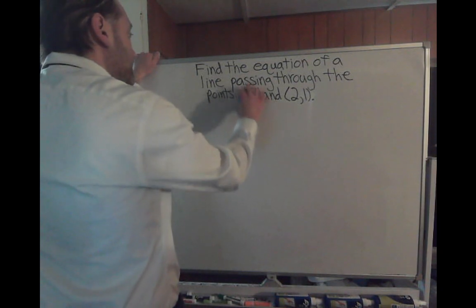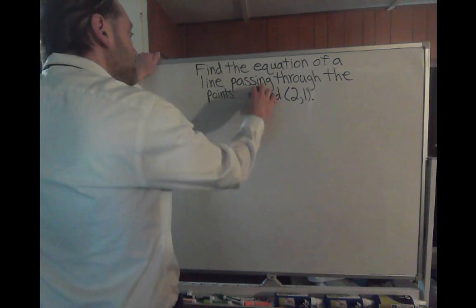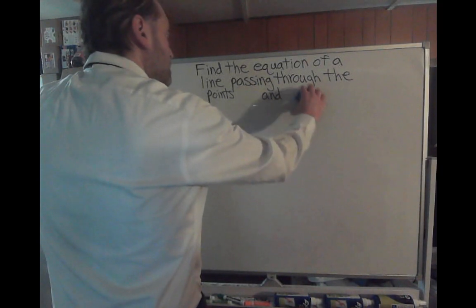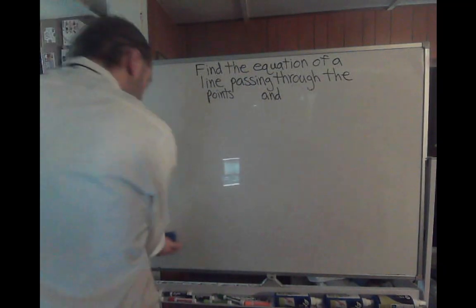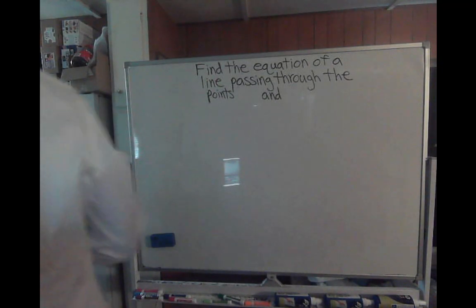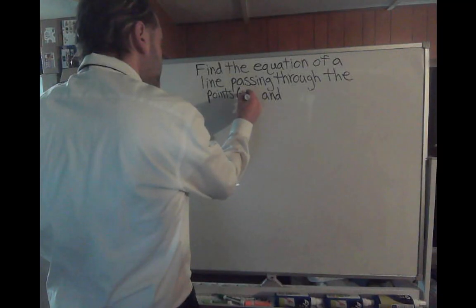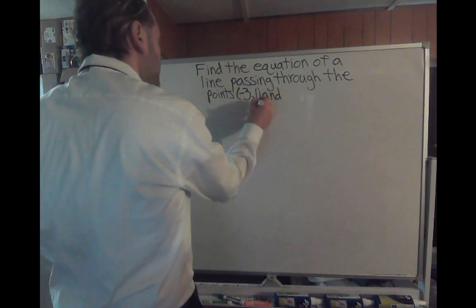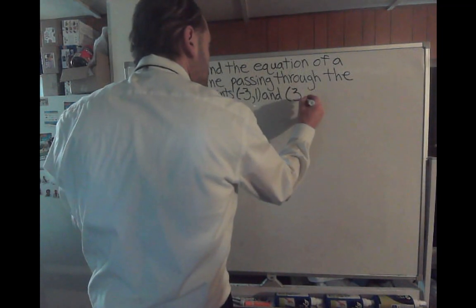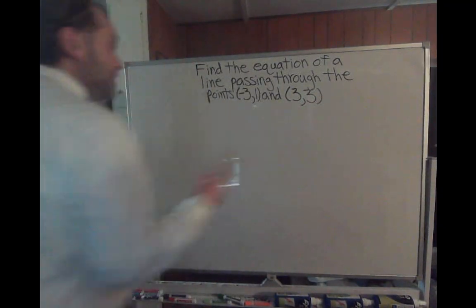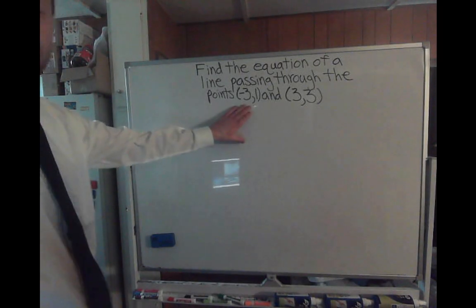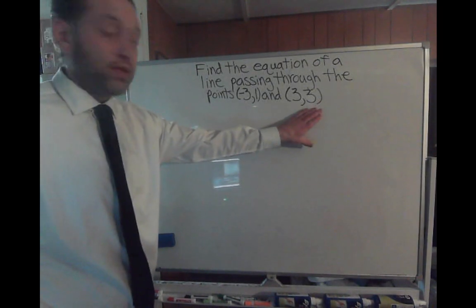Alright, let's see here. This next one has the points (-3, 1) and (3, 3). Okay, so we need to find the equation of a line going through the points (-3, 1) and (3, 3).